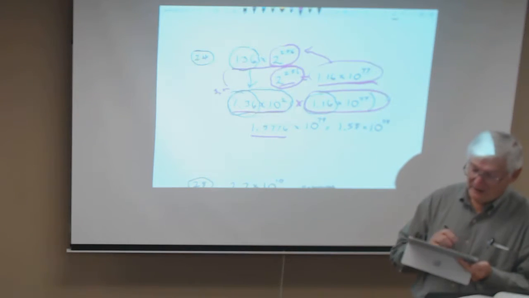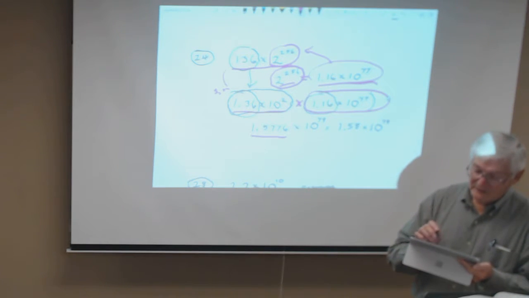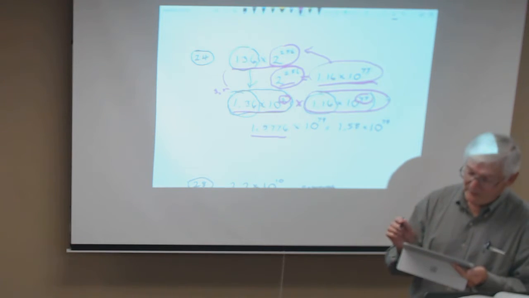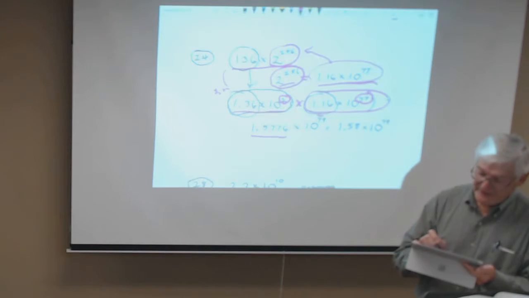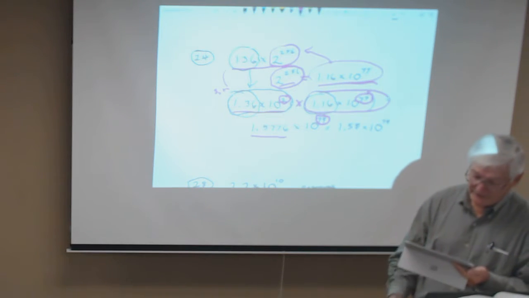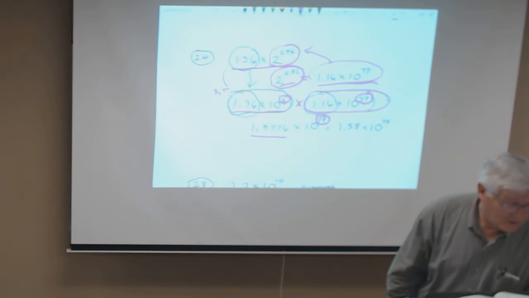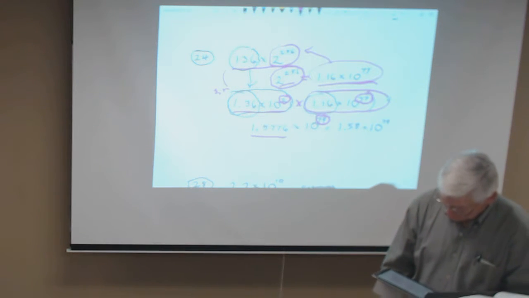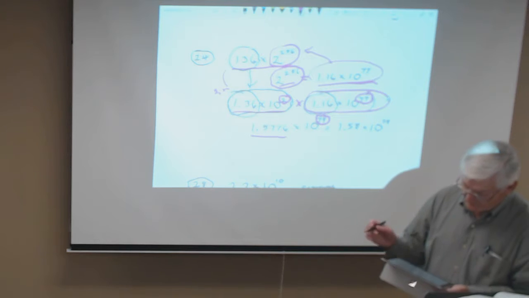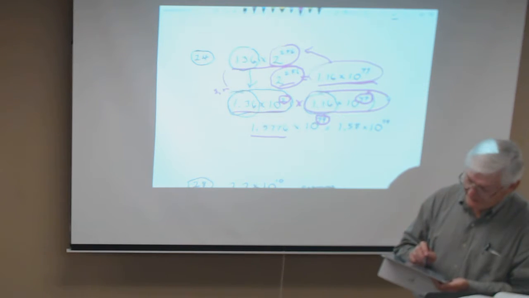1.5776 times 10 to the second and 10 to the 77th would be what? 10 to the 79th. Add the two together. So what's the answer? 1.5776 times 10 to the 79th.